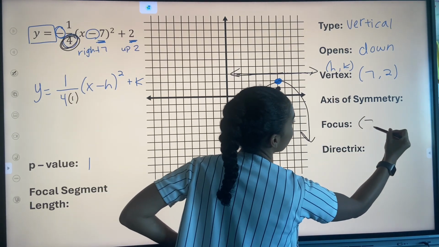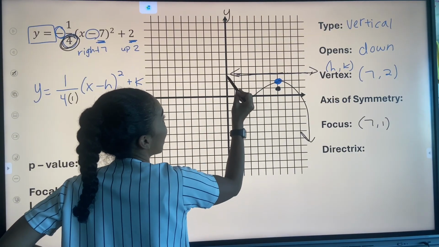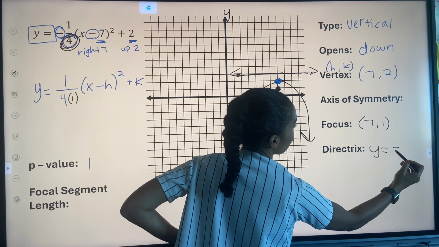Okay, so going down, your focus is at 7, 1. And your directrix crosses the y-axis at 3. So this is y equals 3.